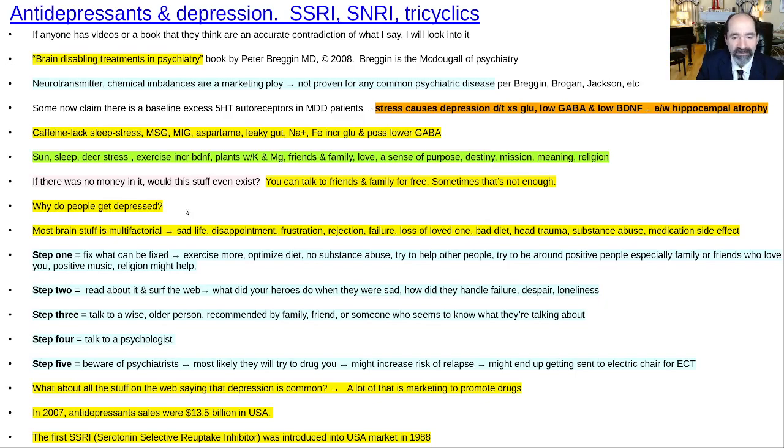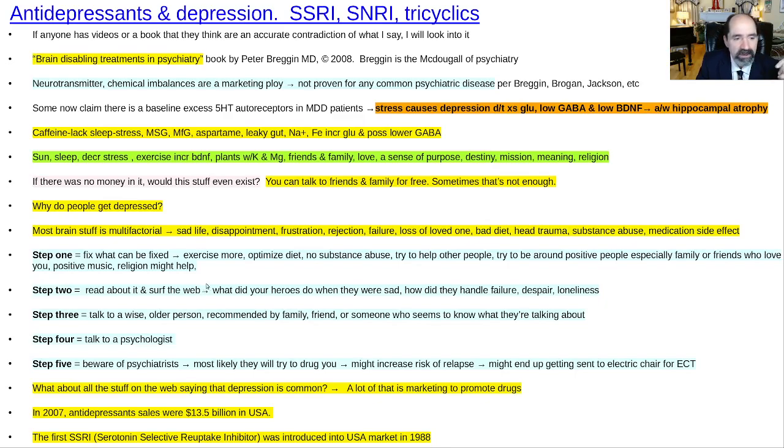Bragan says, obviously it's multifactorial, but a lot of people are depressed. They have a sad life. People have disappointments, frustrations. They get rejected emotionally in other ways. Failure, loss of a loved one, a bad diet, head trauma, substance use. All these things can add up. It can be a medication side effect.